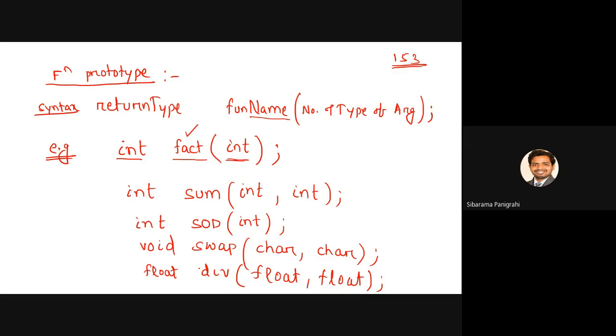So all of you have understood function prototype. Function prototype defines three things. One is what is the return type. Second one is what is the function name. Third one is number and type of arguments. Is that clear, dear students? Yes, sir. Okay. Next we will go through the next thing that is called function call.